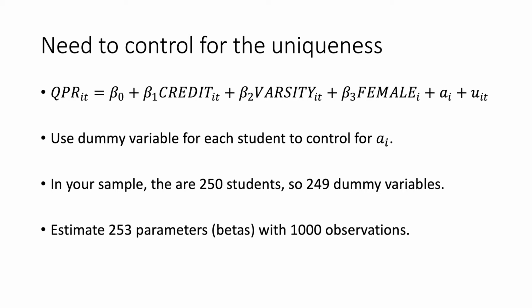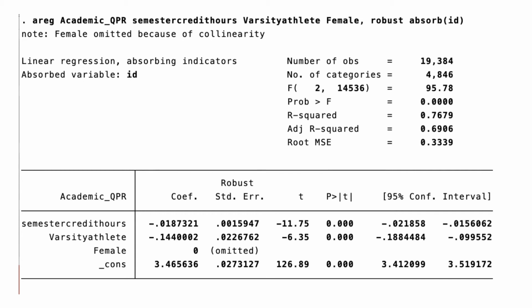So to do that, we can use the areg command. And what the areg command is doing is it's telling STATA to create dummy variables for all those persons in your sample, all 250. And the gist is that's too many coefficients to look at. So it's doing it behind the scenes. So we don't see the results for those dummy variables. We just see the results for the main variables in the model: semester credit hours, varsity athlete, and female. But the areg command, again, it's applying the dummy variable for each student in the sample.